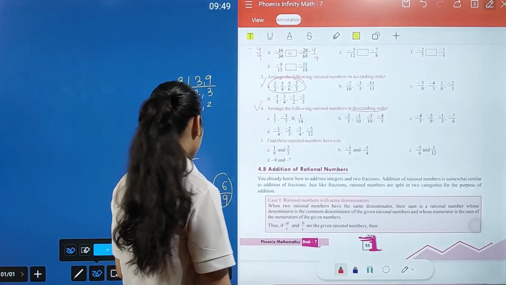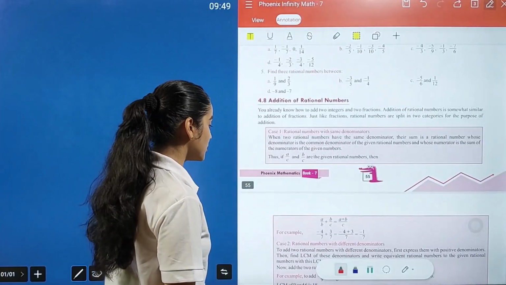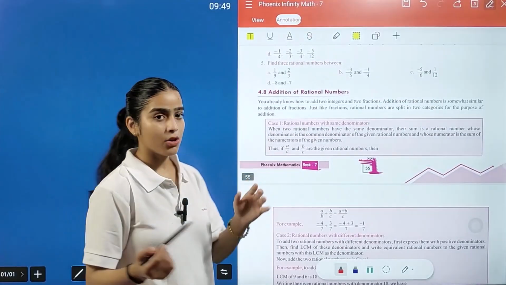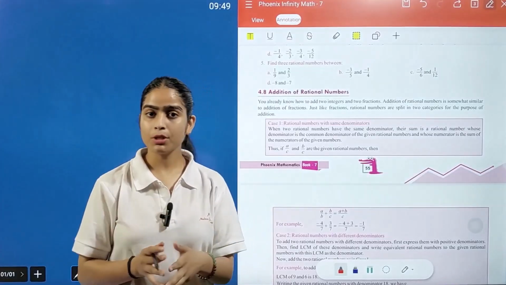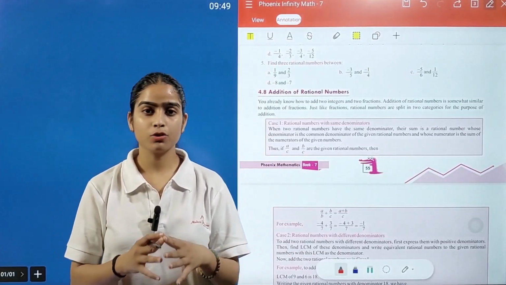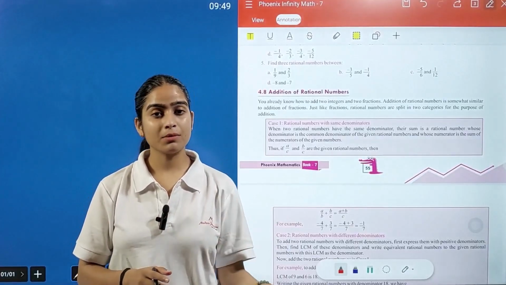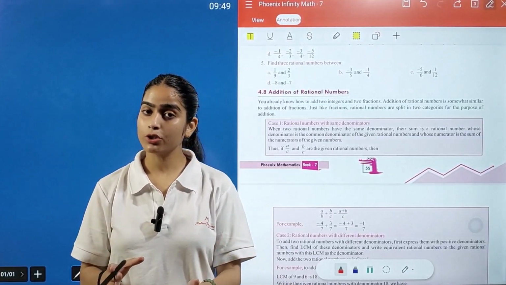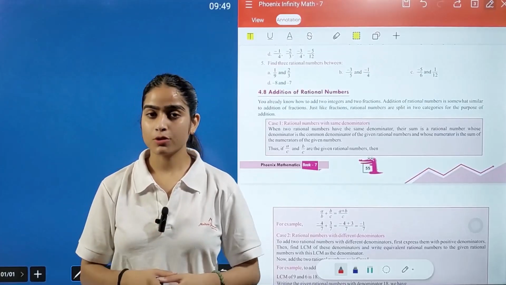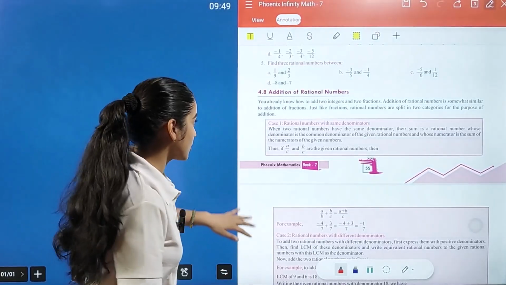Now we are going to operate with addition of rational numbers. As we already understood, if we have the same denominator, you just have to add the numerators together and you will get your answer. Otherwise, if you don't have the same denominator, first you have to convert your denominators to be the same and then proceed with addition and subtraction. Okay.